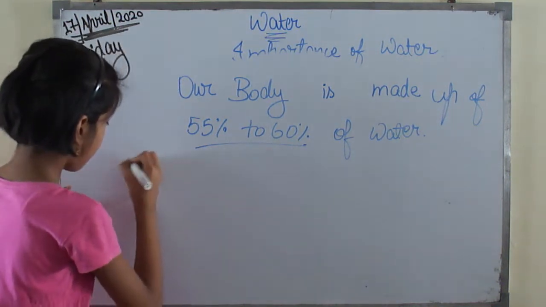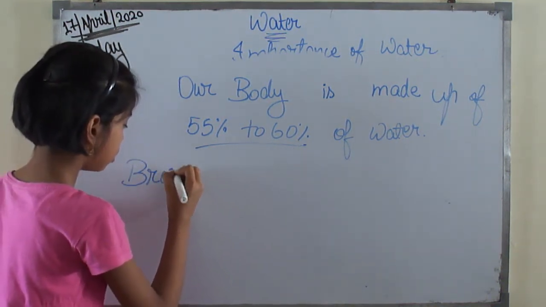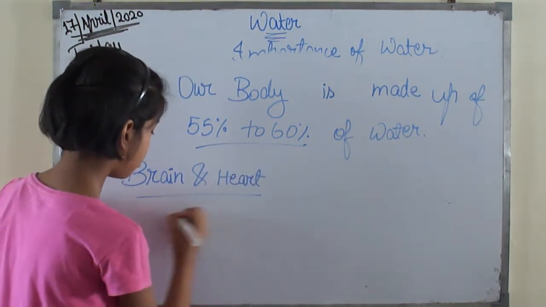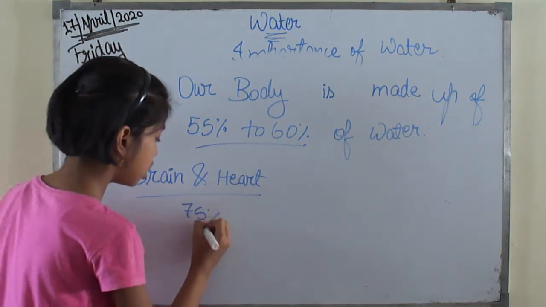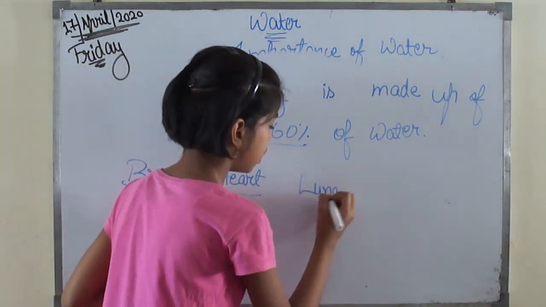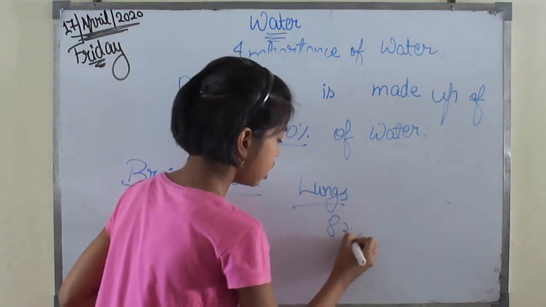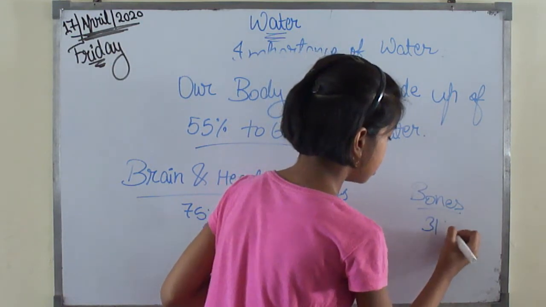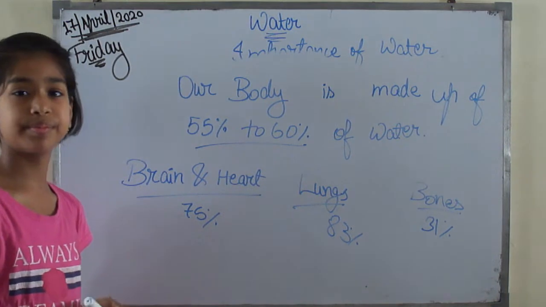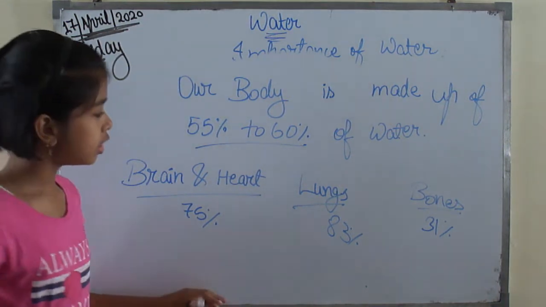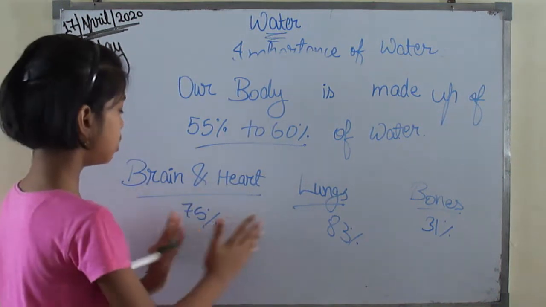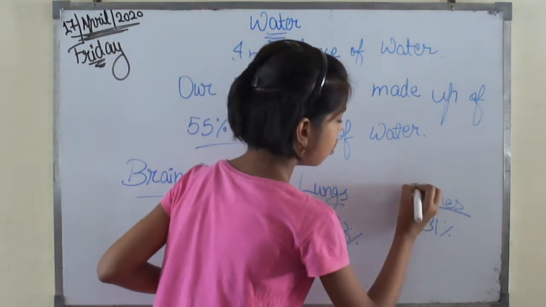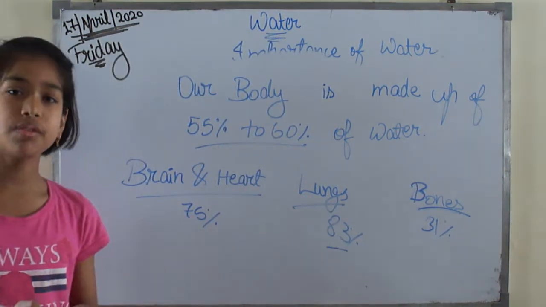So if I define it more specifically, the brain and the heart are made up of 75% of water. Then our lungs are made up of 83% of water, and then our bones are made up of 31% of water. You can note this down. I think it is visible to you. Brain and heart are made up of 75% of water. Lungs are made up of 83% of water. And bones are made up of 31% of water.